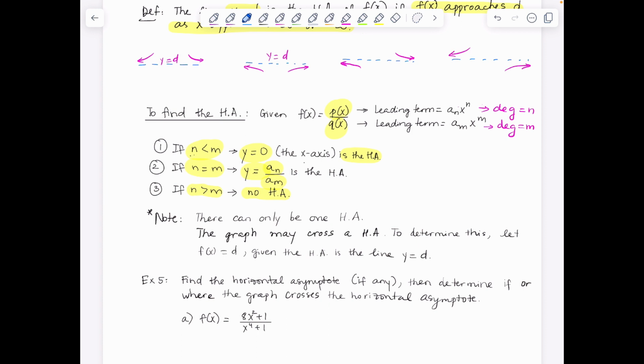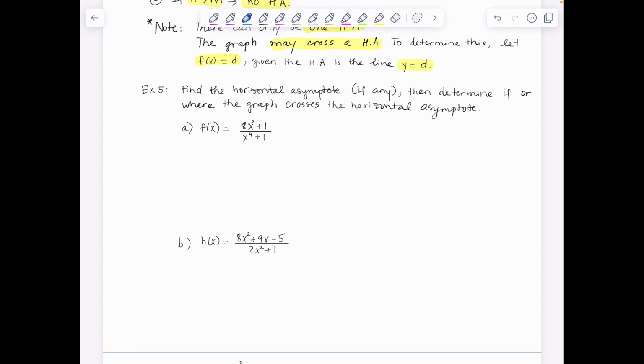A few things to note here. There can only be one horizontal asymptote, unlike vertical asymptotes, where there could be multiple. Second, the graph may cross a horizontal asymptote, which is different from the vertical asymptote, where the graph cannot cross a vertical asymptote at all. And to determine where it may cross the horizontal asymptote, we can let f of x be d, given y is equal to d is the horizontal asymptote. So let's look at some examples.